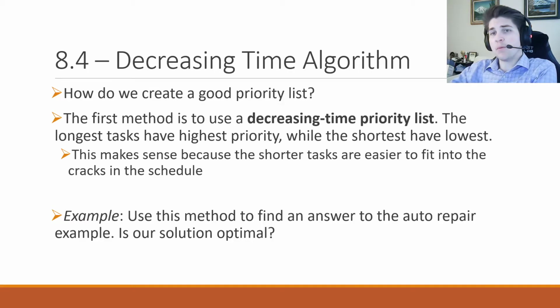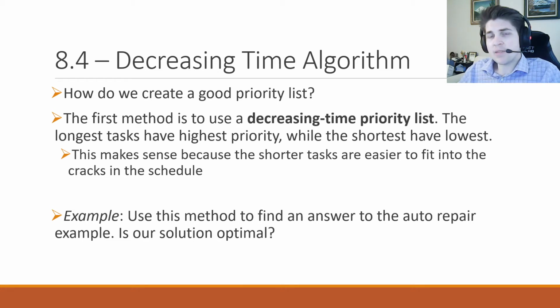Hello class, in this video we will be discussing the decreasing time algorithm, which is a way to schedule tasks on processors. Before we get into the decreasing time priority list, I wanted to remind you that in the next few sections we'll be using the same priority list model for scheduling tasks, meaning we're going to come up with a list which tells us how to prioritize our tasks, or basically when we have a bunch of things to get done and we're ready to work on them, how do we know which ones to do first? And the decreasing time priority list is a pretty simple way to get the ball rolling.